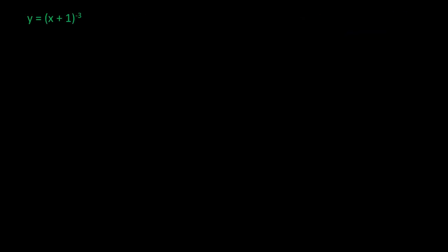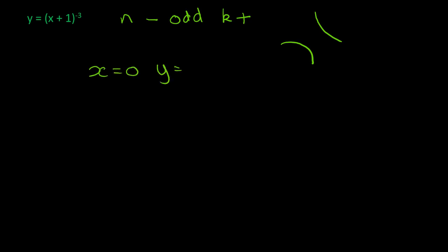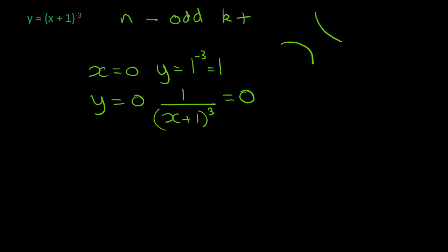So in this last example, we've got a power which is our n, which is negative and odd, and k is positive, and so we're expecting this kind of shape to show up in our picture. When x equals 0, y will equal 1 to the -3, which is just going to be 1. When y equals 0, we've got 1 over (x plus 1) cubed equals 0. And again, that's only going to happen as x tends to infinity, so that means that this is an asymptote.